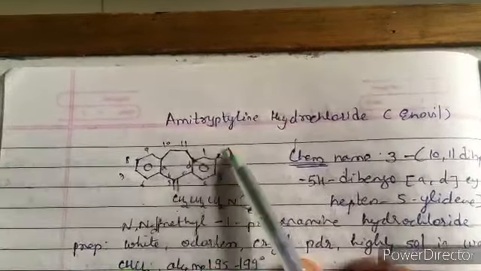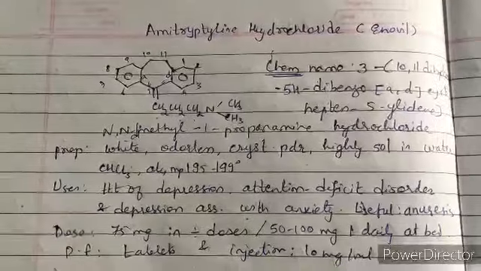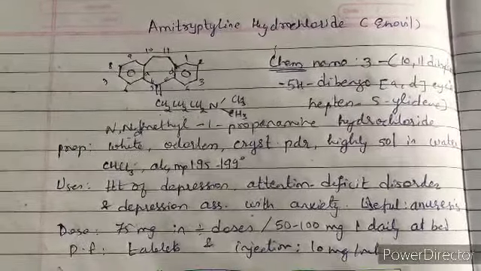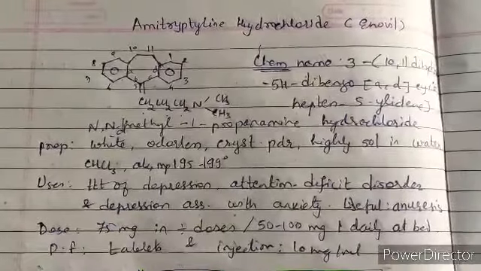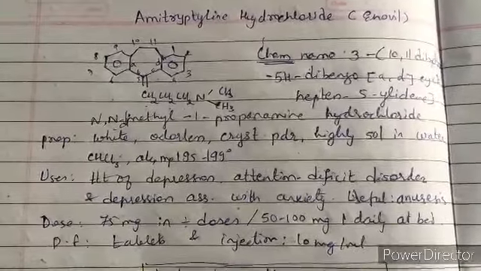Now this numbering is 1, 2, 3, 4, 5, 6, 7, 8, 9, 10, 11. So it is 10,11-dihydro. The name goes like this: 3-(10,11-dihydro-5H-dibenzo[a,d]cycloheptene-5-ylidene)-N,N-dimethyl-1-propanamine hydrochloride. Properties: white, odorless crystalline powder, highly soluble in water, chloroform and alcohol, melting point 195 to 199. Uses in the treatment of depression, attention deficit disorders, and the depression associated with anxiety. It is also useful in enuresis.